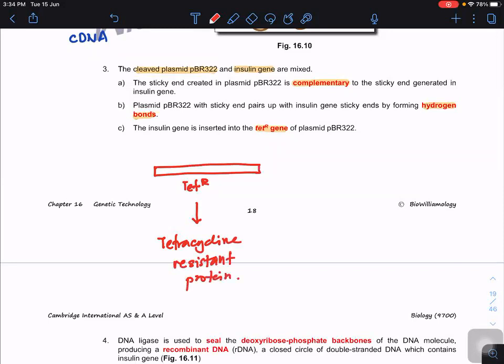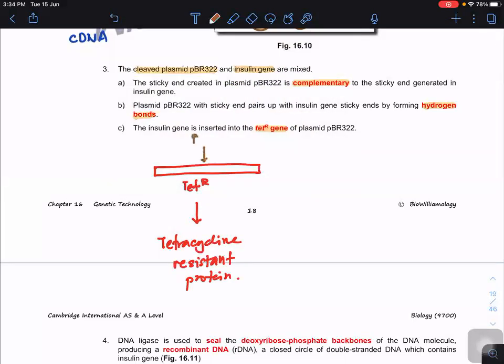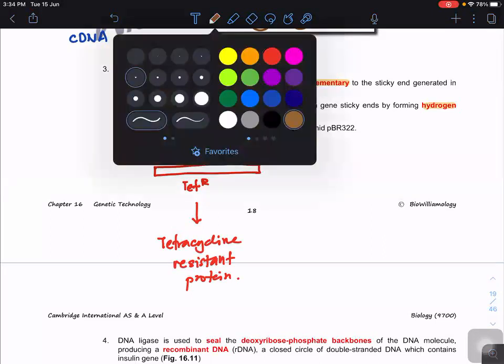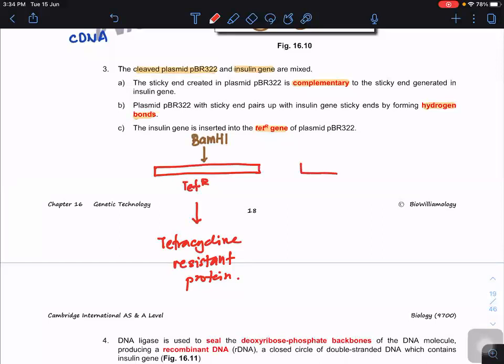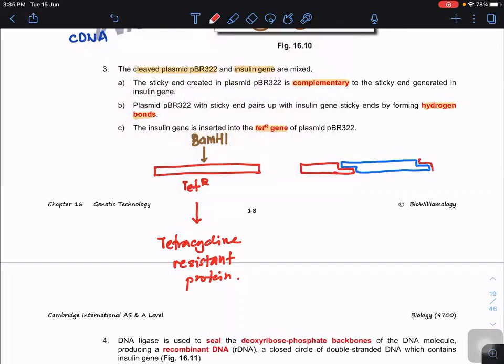So this makes the bacteria resistant to tetracycline. But because we use BamHI to cut this gene, if you insert the insulin gene, what will happen here is, forming sticky ends, and then our insulin gene also forming sticky ends, and then continuing with the part of the tetracycline resistant gene. So it becomes something like this.